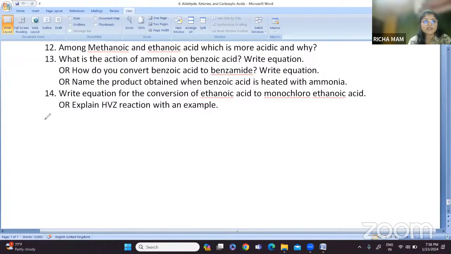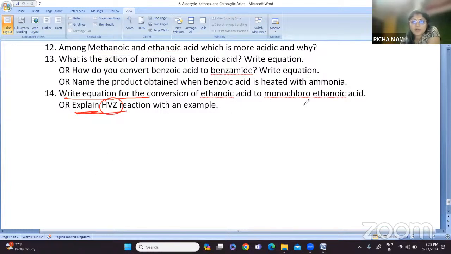Next question. Write equation for the conversion of ethanoic acid to monochloroethanoic acid, or explain HVZ reaction with an example. This is a direct question. They have asked directly the Hell-Volhard-Zelinsky reaction here. You can see how they have asked: conversion of ethanoic acid to monochloroethanoic acid. So how should this be answered?